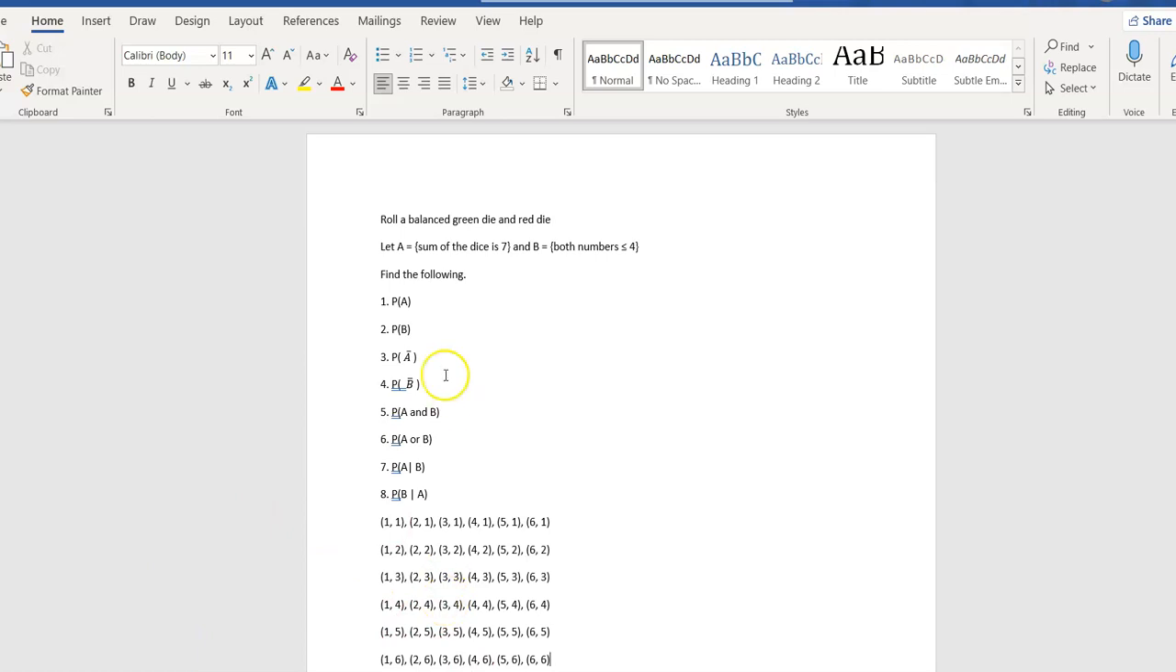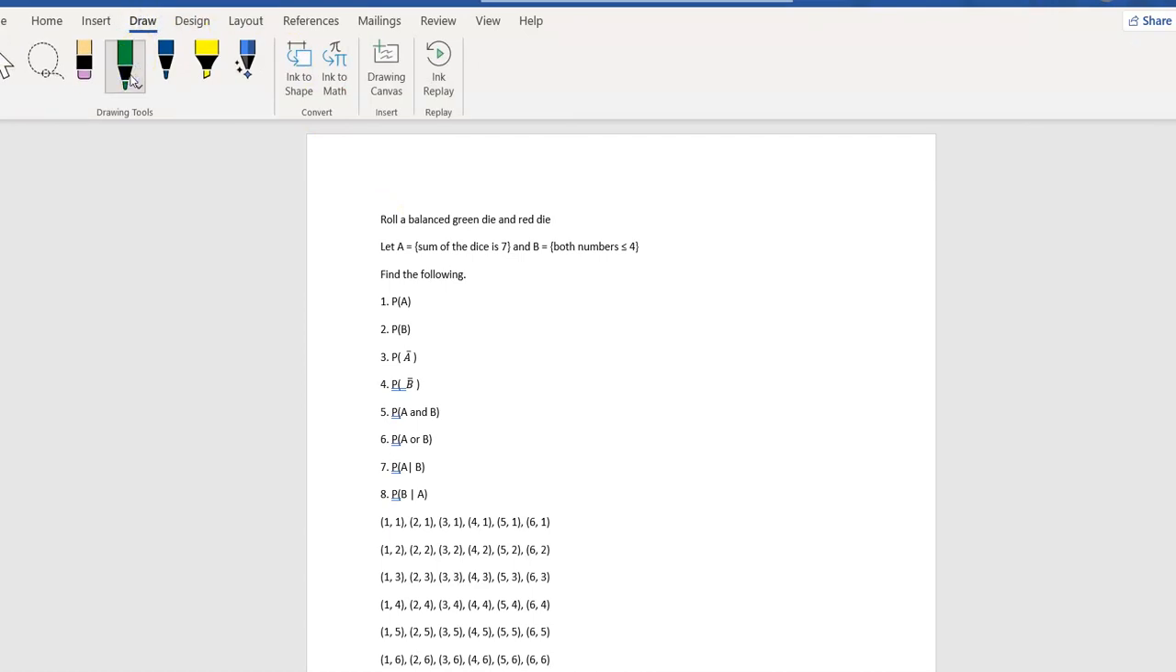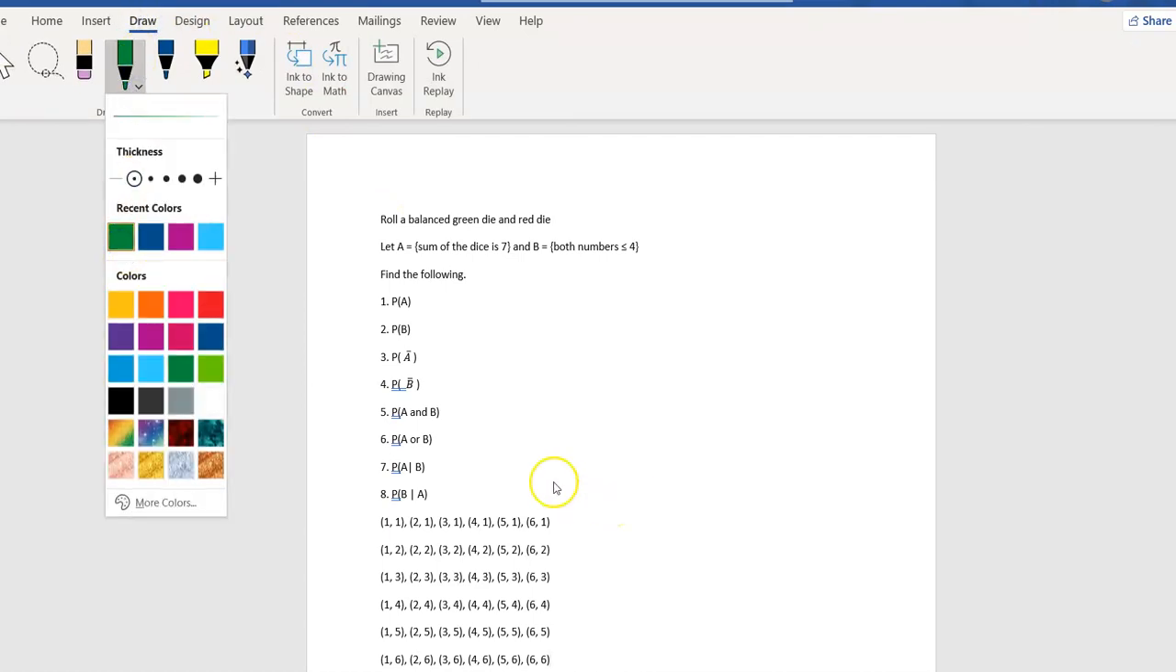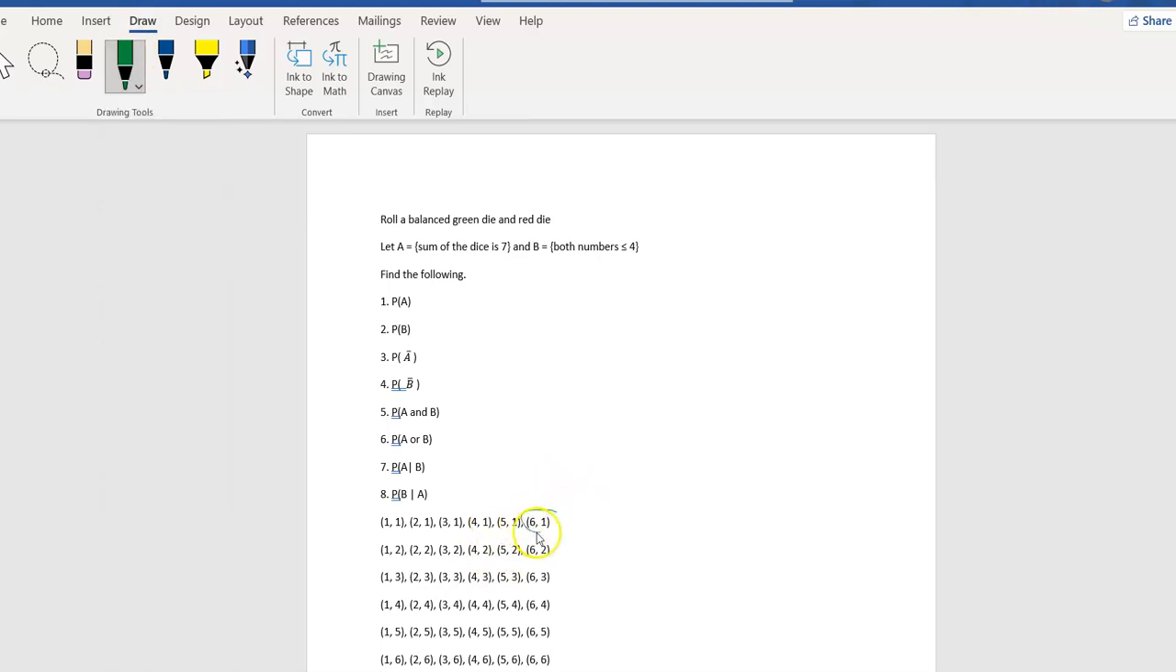All right, so let's take a look at our events. A is the event that the sum of the dice is 7. So let's look for where the two dice add up to 7. If I look down here, this adds to 7, this adds to 7, this one adds to 7, this one does, this one does, and this one does. And if we check, those are the only ones. There are 6 of them, so this is 6 out of 36, our entire number of outcomes.